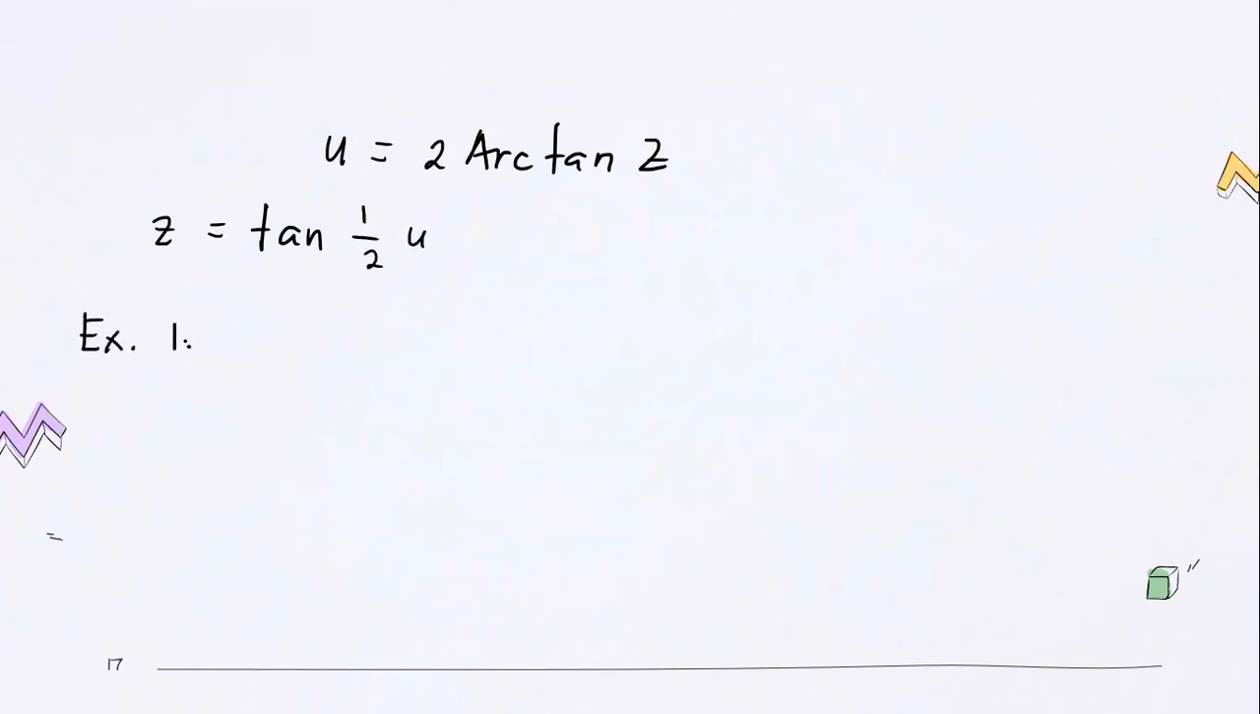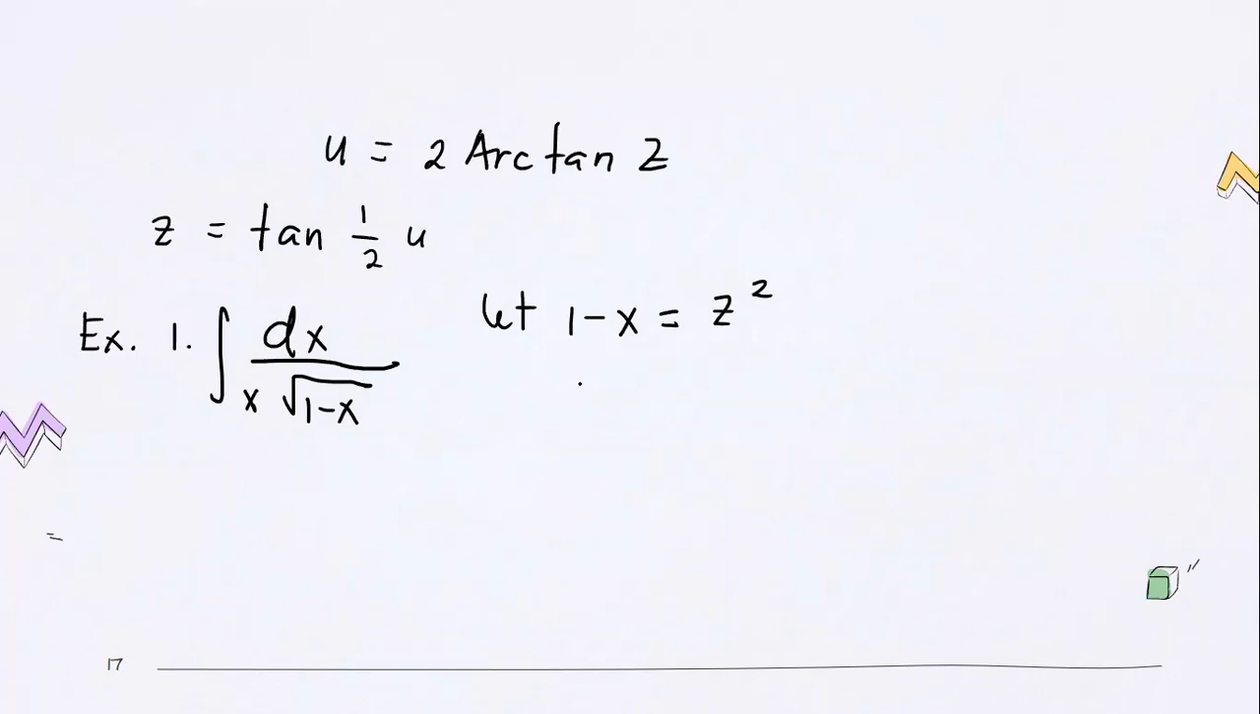Now, problem, example number 1. The integral of dx over x square root of 1 minus x. Let square root of 1 minus x be equal to z, so 1 minus x is equal to z squared. Then transpose to the right side, therefore x is equal to 1 minus z squared. Get the derivative: dx is equal to negative 2z dz.